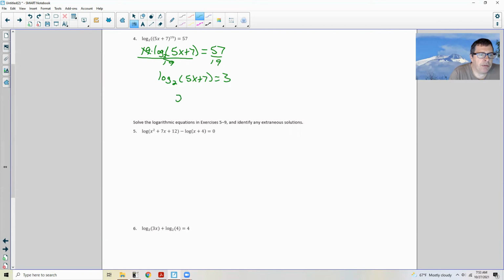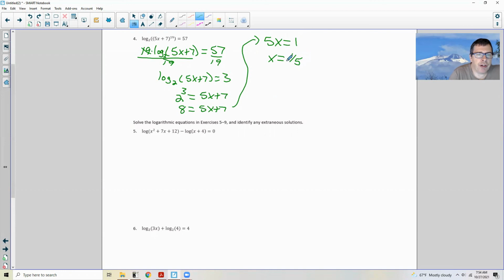Convert to exponential, base to the power of L equals x. 8 equals 5x plus 7. Okay, I'm going to simplify that, subtract 7 from both sides, and I will get 5x equals 1. And divide both sides by 5, and I get x equals 1/5.